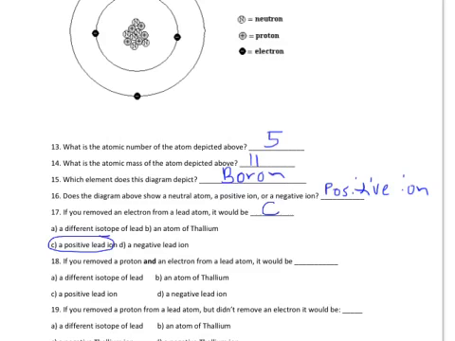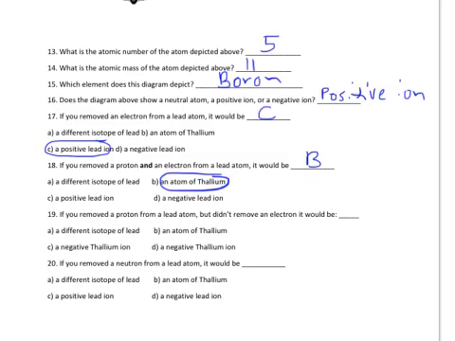If you removed a proton and an electron from lead, well, it wouldn't be lead anymore, because instead of being element 82, it would be element 81, and that would make it an atom of thallium. Number 19: if you removed a proton from a lead atom but did not remove an electron, remember, it can't be lead, it only has 81 protons. So it would have to be a negative thallium ion, because it has as many electrons as lead would have, but it's missing one of the protons.